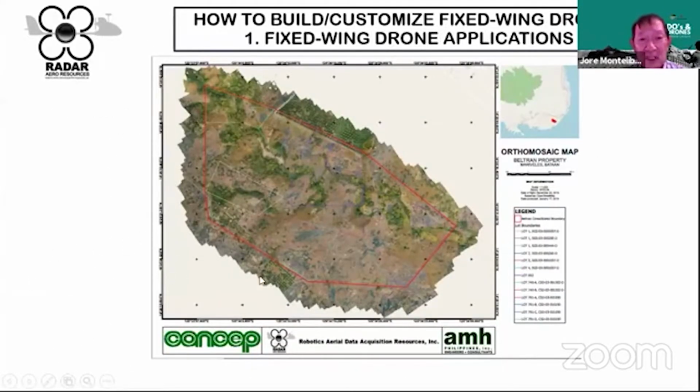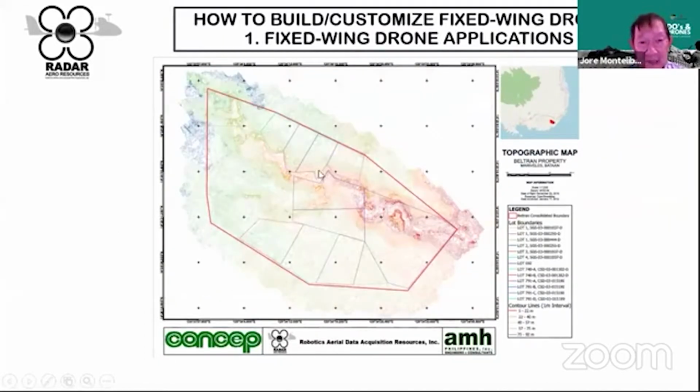Now, what are some of the applications? So for mapping, the end result is usually to produce orthomosaic maps. Orthomosaic maps, well, it's hard to see the contour lines here because they are in 1 meter elevation. The contours are 1 meter elevation.